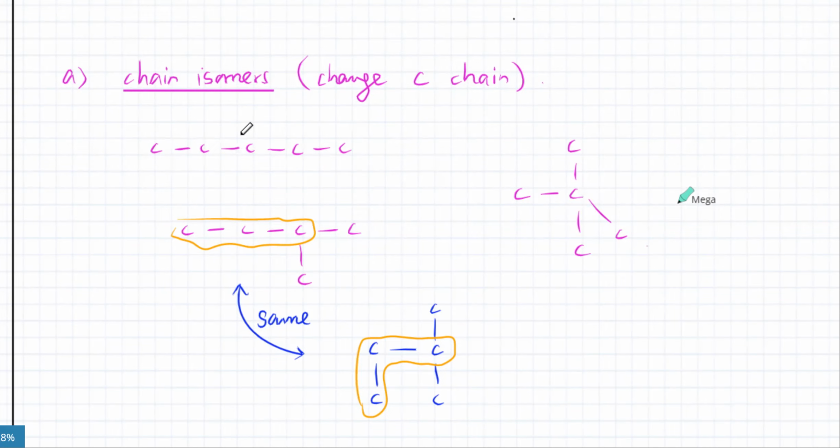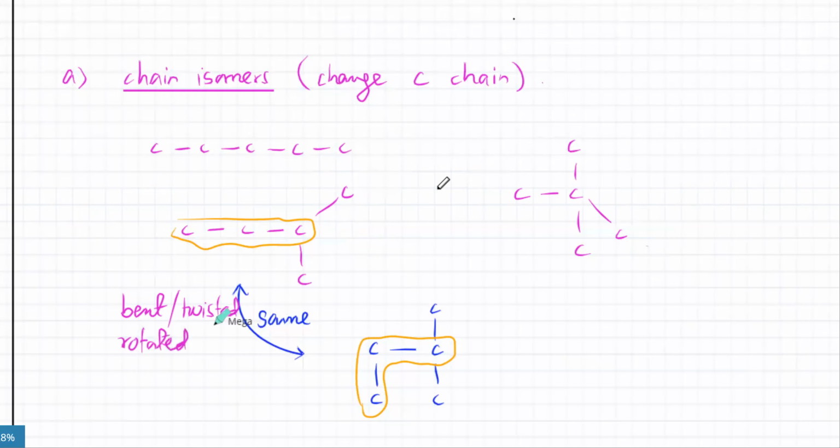When you draw structural formulas, what you're drawing is the connections, like who's connected to whom. It doesn't matter if this C is pointing in this direction, or if I pick this up and this C points over here, it's exactly the same. There's no difference. So these two are exactly the same. Remember this: bent or twisted or rotated versions are not isomers. The rotated or flipped around versions are not isomers. You have to watch out for this. So this one is an incorrect isomer.